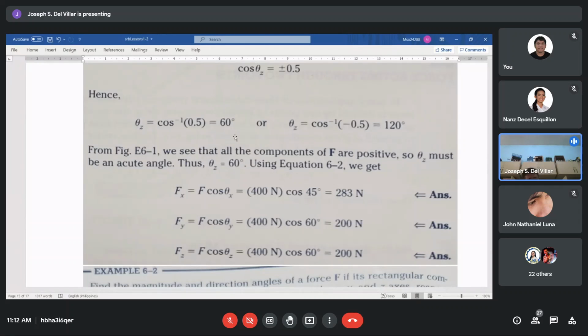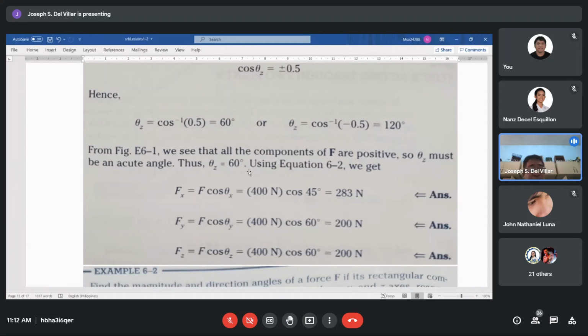So positive. Kasi yung 120, negative yung kanyang angle, no? Negative 0.5 yung cosine niya. Okay? So we need to choose 60 degrees. Okay? Kasi lahat ng components niya ay positive.